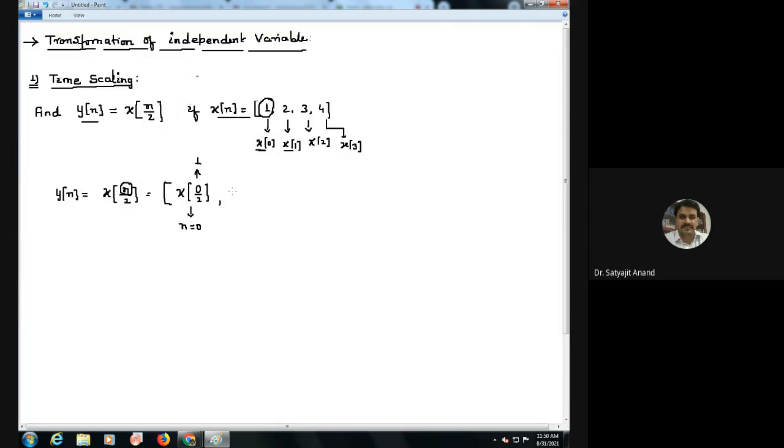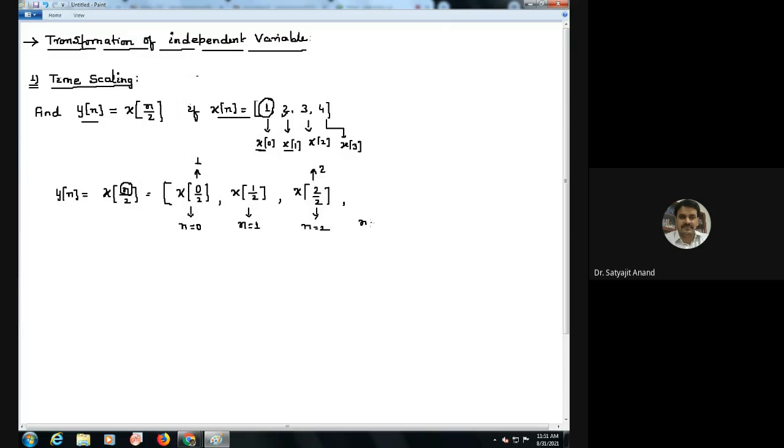So for n equal to 1, we get x of 1 by 2, which is 0. N equal to 2 gives 2 by 2, which is x1. What is x1? It is 2. So you copy this value here. This value will be 2, for n equal to 2.